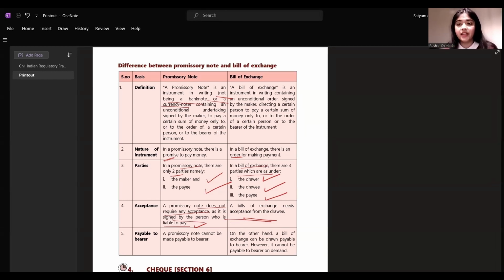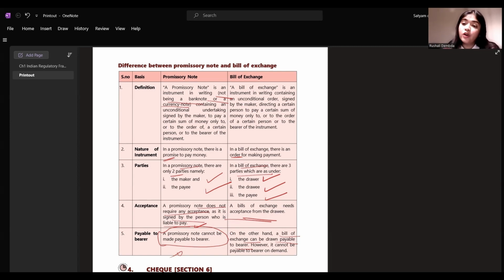Let's go ahead and see what they've said. Payable to bearer. A promissory note cannot be made payable to bearer. But a bill of exchange can be made payable to bearer, but not on demand. This is a differentiating point over here. On the other hand, a bill of exchange can be drawn payable to bearer. You can draw it payable to bearer, but not on demand. You cannot go to the bank and say that I am the bearer of this bill of exchange, give me the money. It can be drawn payable to bearer, but it cannot be payable to bearer on demand. If they go before the due date and ask the bank for money, the bank is not responsible for paying the money, because on demand these things don't happen. I hope the differences are clear between promissory note and bill of exchange.